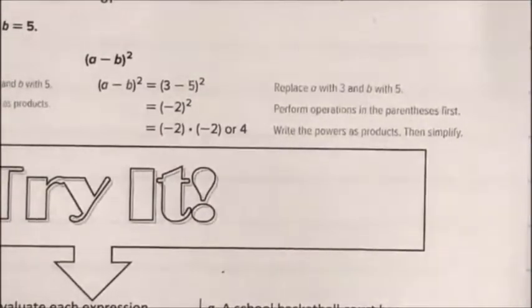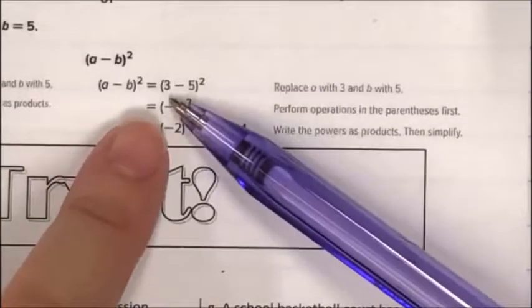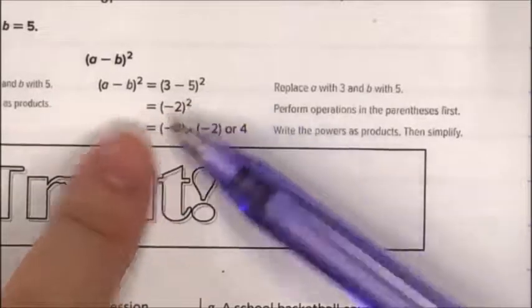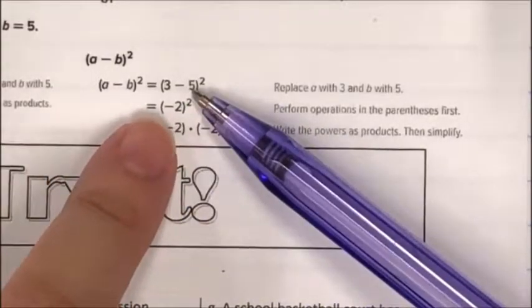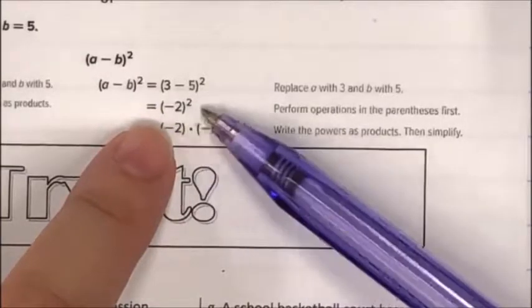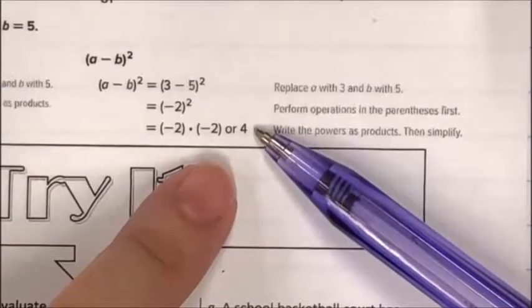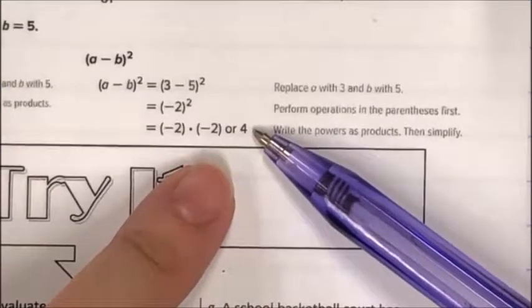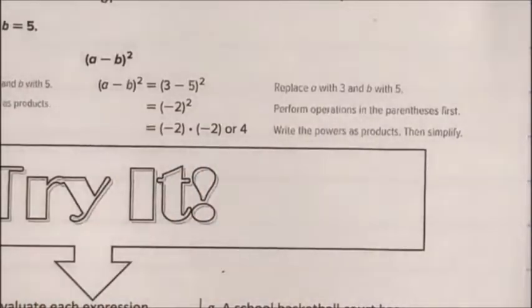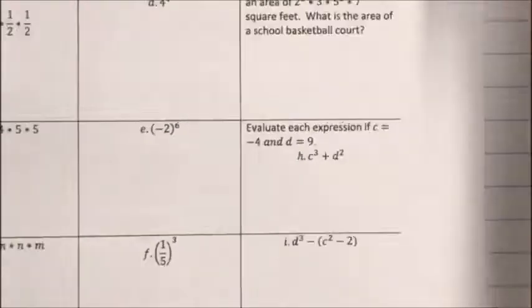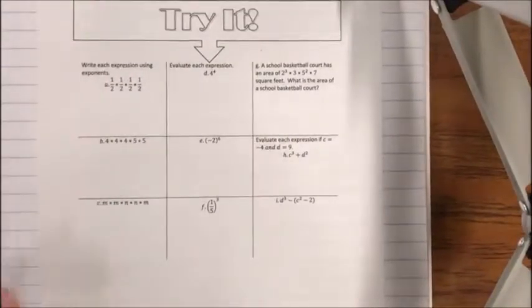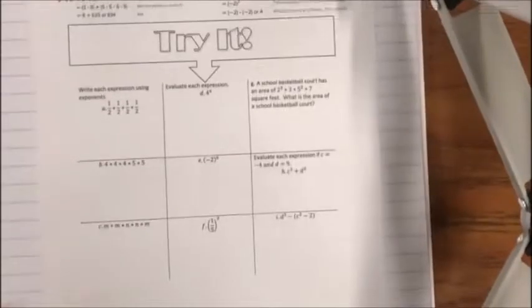Okay. I can do the same thing with this problem over here. I'm going to substitute in A and B. A is 3, B is 5. Now it's in parentheses, so 3 minus 5 gives me negative 2, and then negative 2 squared. So that's negative 2 times negative 2, which gives me 4. Remember to follow please excuse my dear Aunt Sally. Okay, so go ahead, pause the video now, and do the 9 try-it problems at the bottom of the page. When you're done, come back and we'll go over the answers together.